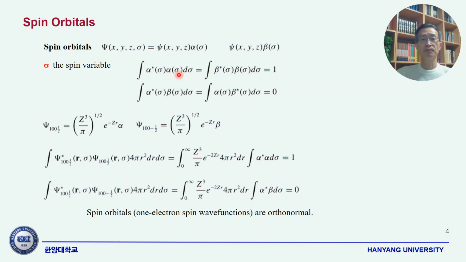Alpha alpha, so 1 times 1 equals 1. So spin orbitals are normalized, and with different spin, the same spatial orbital equals 0 due to the spin functions themselves, which are also orthogonal. Okay, alpha beta.